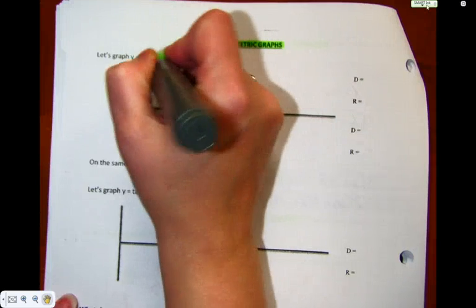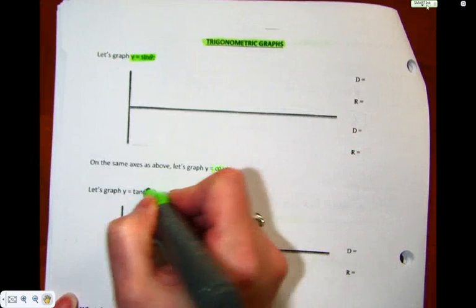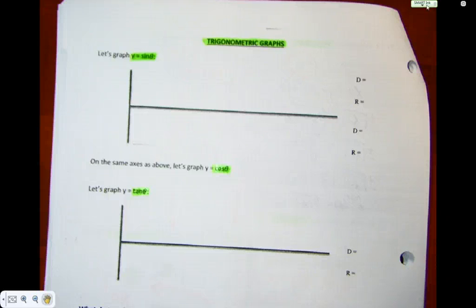Base graph of sine looks like. Then we're going to do cos. Then we're going to do very funky tan. Then we're going to stretch them, compress them, reflect them, translate them.